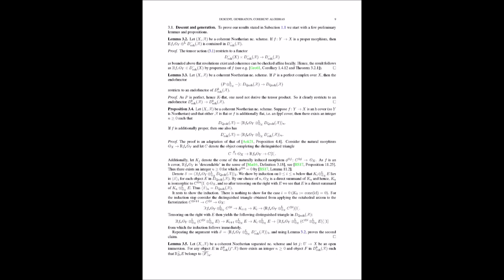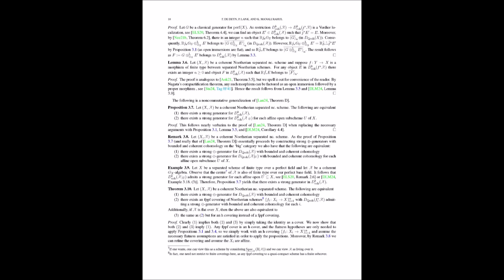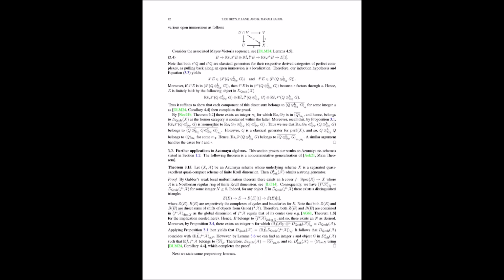Okay, are you ready to dive deep into some seriously cool math with us today? We're taking on this research paper, and the title is a mouthful, but don't worry, we'll break it down. It's called Descent and Generation for Non-Commutative Coherent Algebras over Schemes. Yeah, it's definitely a mouthful, but once you get past the title, the ideas inside are really fascinating.